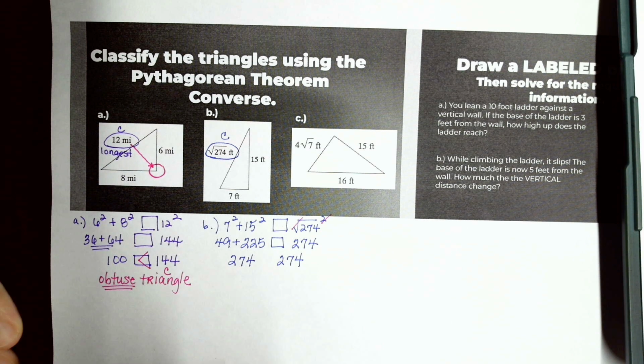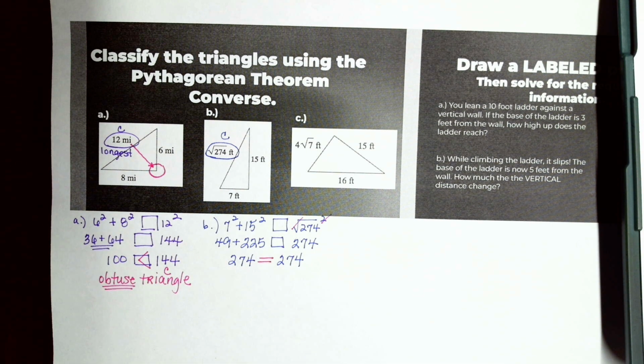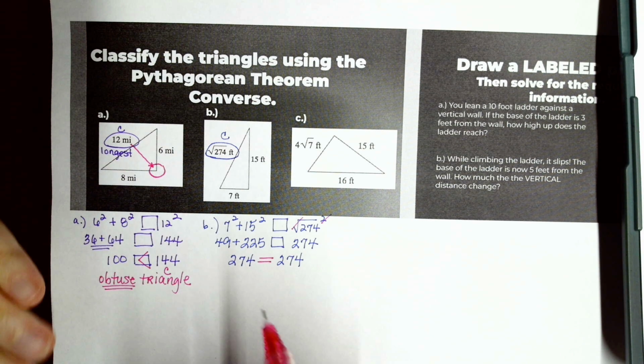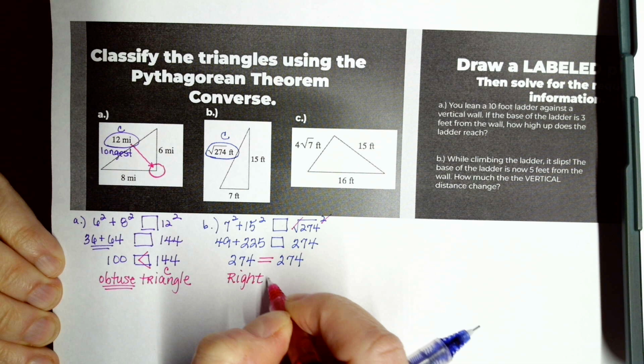these are equal. So in this case, if a squared plus b squared equals c squared, this guy is going to be a right triangle.